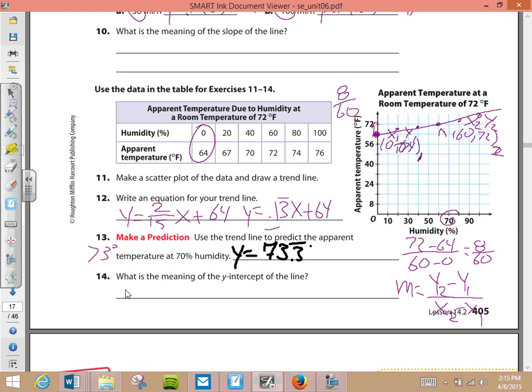What is the meaning of the y-intercept of the line? What does the y-intercept mean? Basically, the temperature when there is no humidity, right? When you have 0% humidity, the temperature is 64. That's it.